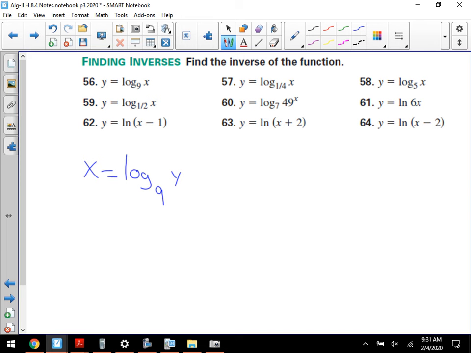So I need to do this. I need to exponentiate the log. I'm turning it into an exponent. In order to turn it into an exponent, I put a 9 here and a 9 there to keep it balanced. So now you have 9 to the log base 9 of y. Well, these bases are the same, so the y drops. You get 9 to the x. It's that fast, okay? It's literally that fast.